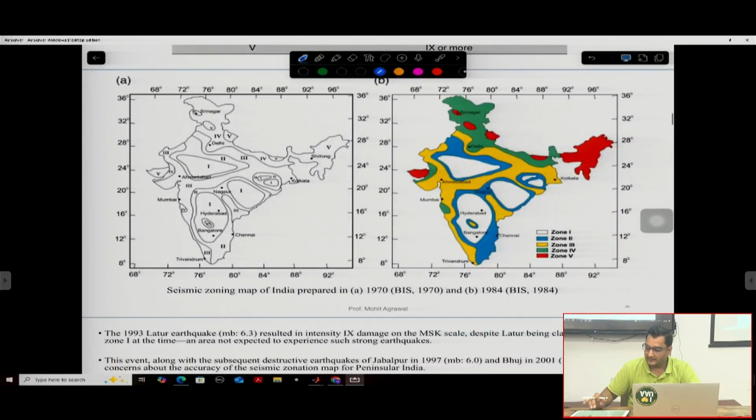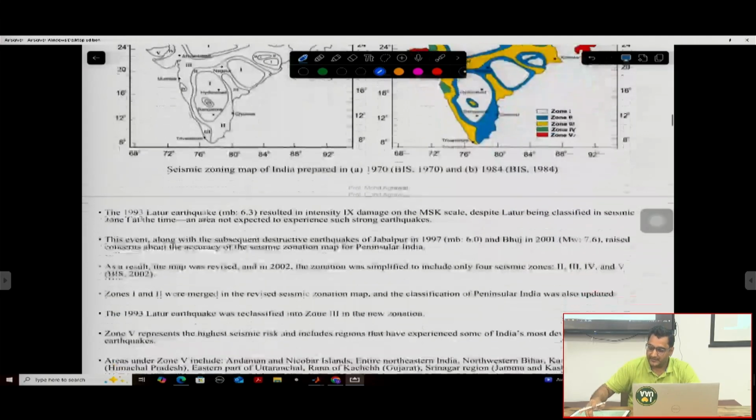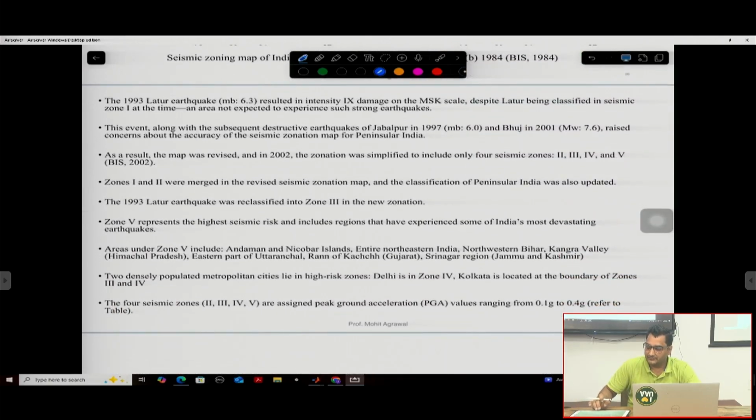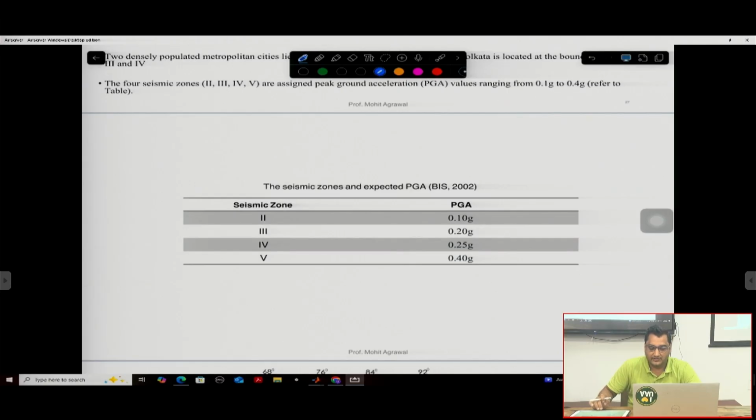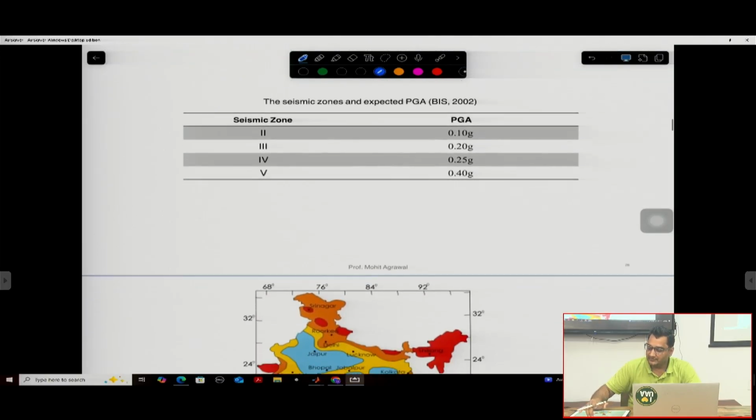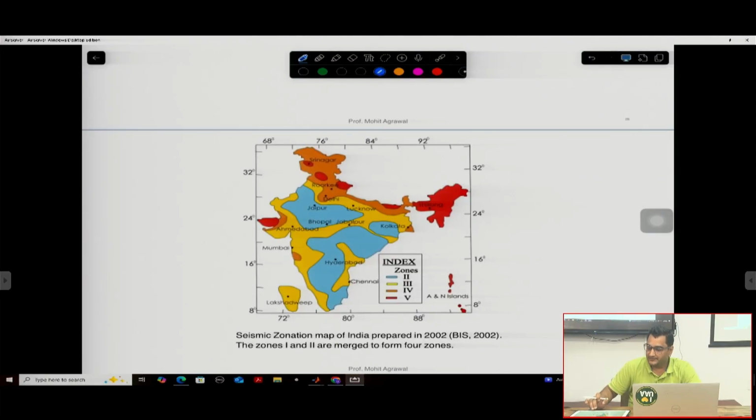And these are the 1970 and the 1984 maps, where zone 5 was considered for most of the northeastern part of India, some of northern India and western India. And in 1993, after the Latur earthquake, the Jabalpur earthquake in 1997, and the Bhuj earthquake in 2002, there was a need to basically keep those zones merged with the second zone of the 1984 map. Then the zones were reduced from 5 to 4, starting from second, based on the PGA values, and this was the final map which was published in 2002.